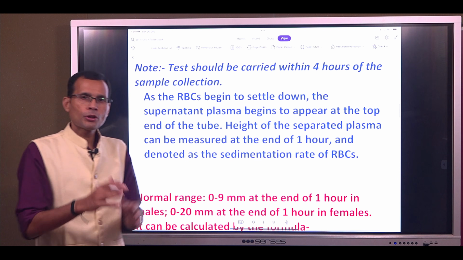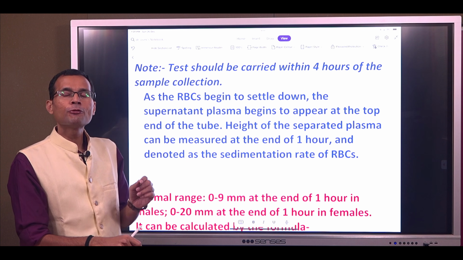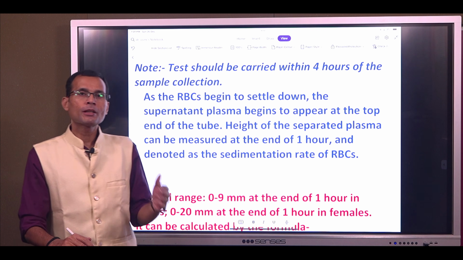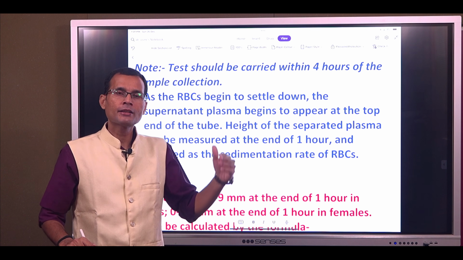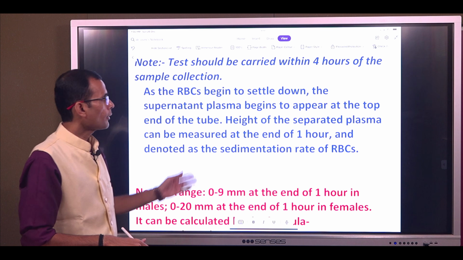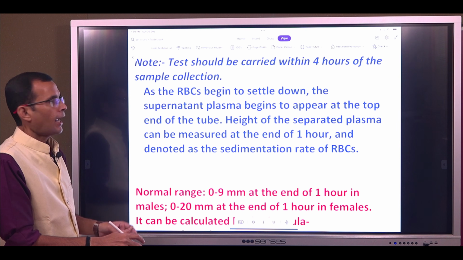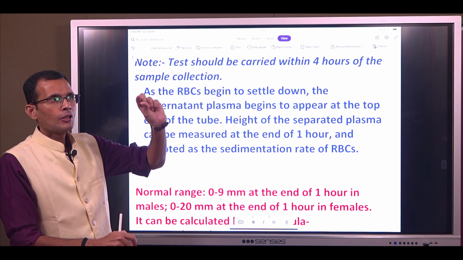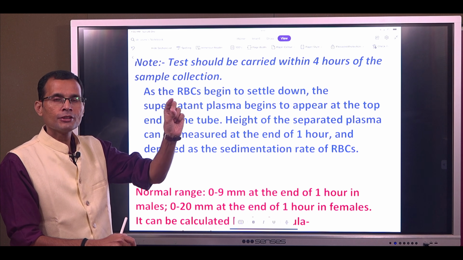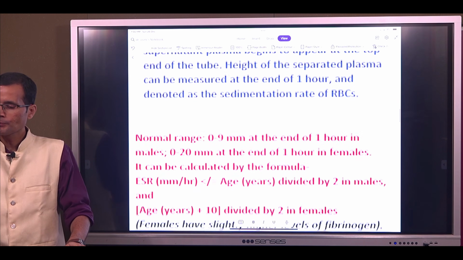Right. Note a few points related to this method. Test should be carried within 4 hours of collection of sample. It could be 6 hours if the blood was refrigerated or stored at 4 degrees centigrade, but ideally it should be carried out within 4 hours of collection of the sample. RBCs will begin to settle down and the supernatant plasma will be visible, which is separated. So, measure the height of that column of plasma, and that's how we can denote the ESR.